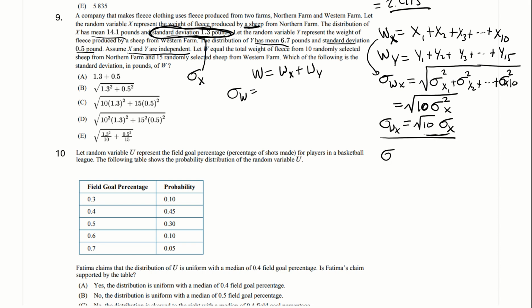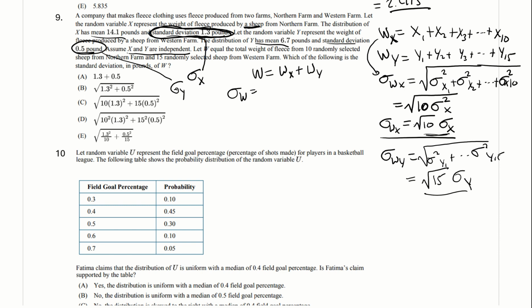Now the same thing for sigma wy. Sigma wy similarly is going to be the square root of sigma squared y1 all the way to y15, right? But we know that they're all the same. They're all sigma y, and sigma y is 0.5. So let me put that as sigma y. And so it's going to be 15 of those. So it's going to end up being the square root of 15 times sigma y. All right, this is what we need. And then we can plug into this.